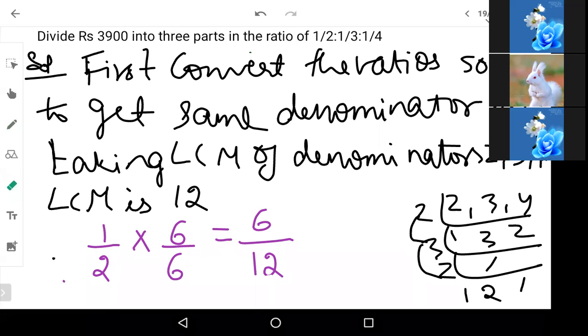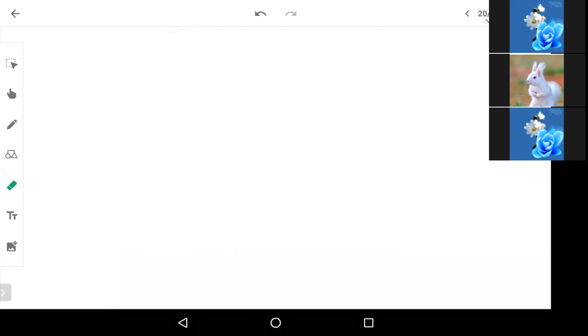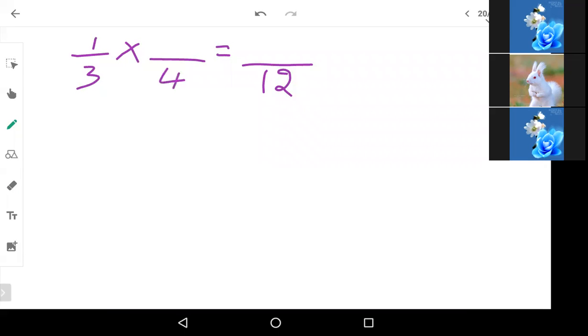Now similarly, we have to find for the other two ratios. The second ratio is 1 by 3. And for this, I should multiply by some number where I get the denominator as 12. So we have to multiply by 4 here. So 3 fours are 12, and to the numerator also 4, so that I get the second ratio 4 by 12.